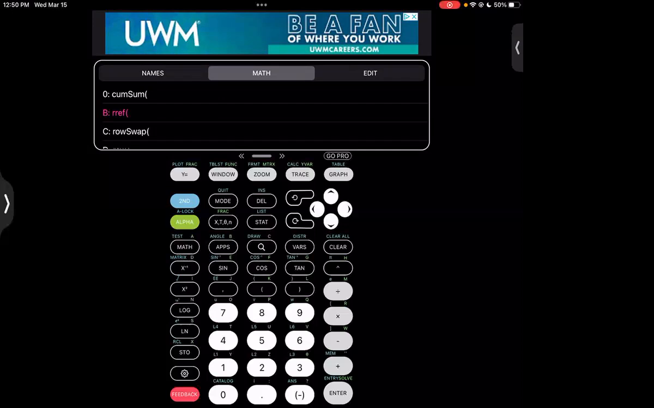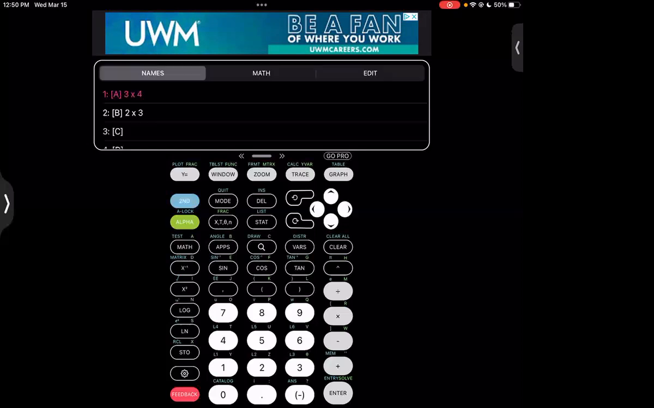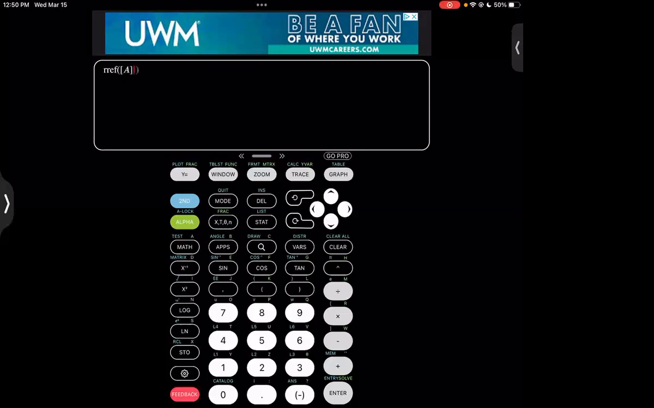You see RREF, parenthesis, press enter. It's asking what matrix you want to put into the parenthesis. Second, matrix again. Names. I remember I stored my values in matrix A. I hope you did the same. Press enter, and enter again. That's your solution.